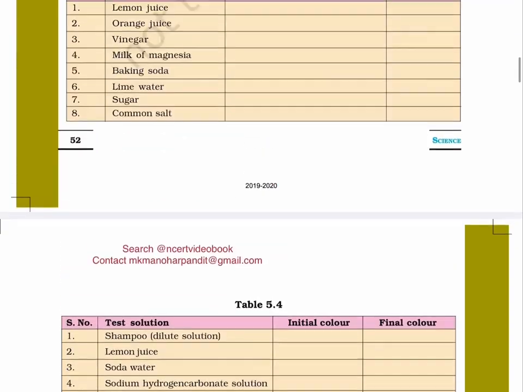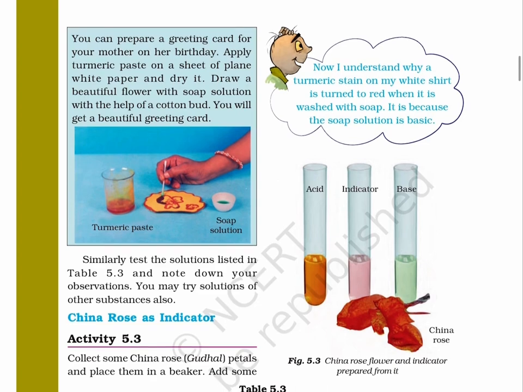There's a thought bubble given here. A picture of Bojo is next to it. Now I understand why a turmeric stain on my white shirt is turned to red when it is washed with soap. It is because the soap solution is basic.